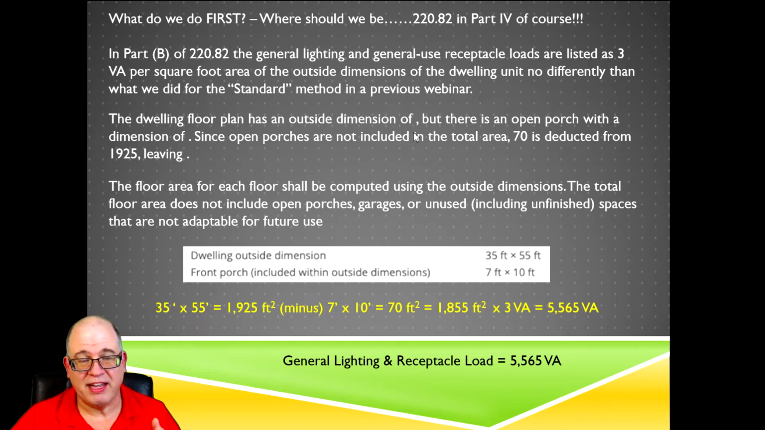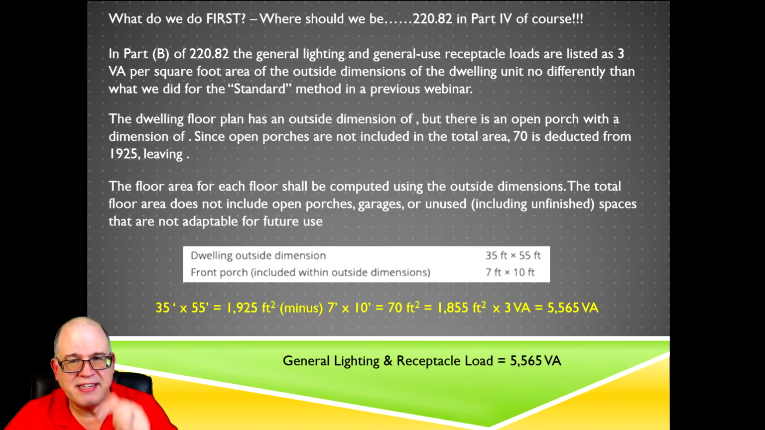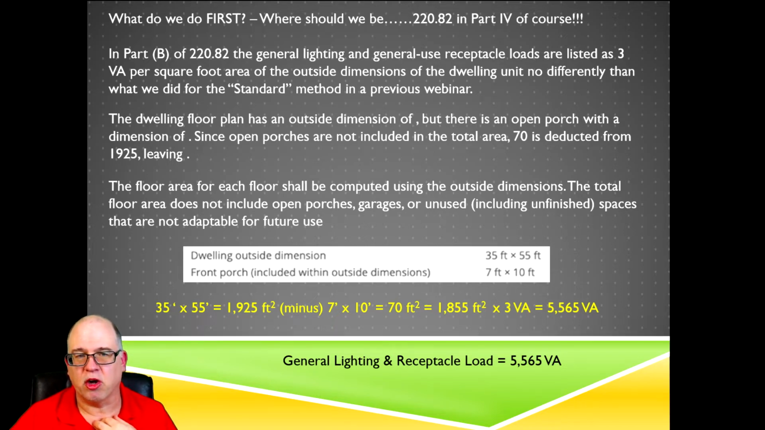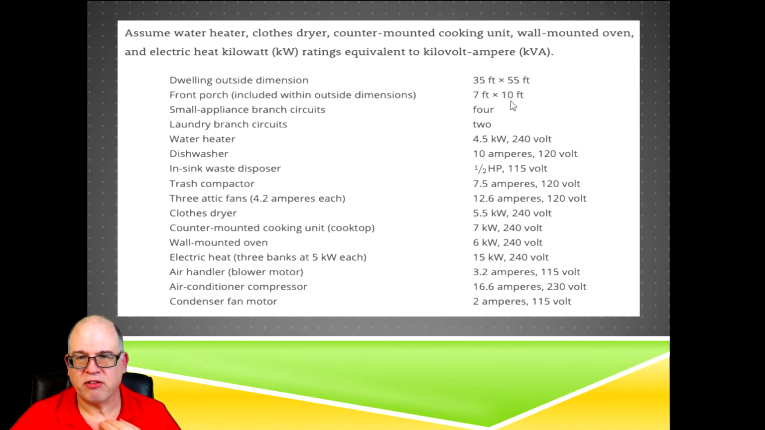So 1,855. Now, remember what we said? It's 3 VA per square foot. We didn't have to go to what? 220.12 and look it up for the occupancy type. We're dealing with the one family dwelling. We're able to use this optional method. We go straight to it. It says 3 VA, like we read it earlier in 220.82(B). And so that is 5,565 VA. Okay, write that down.